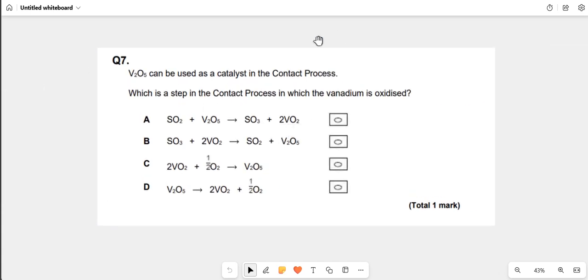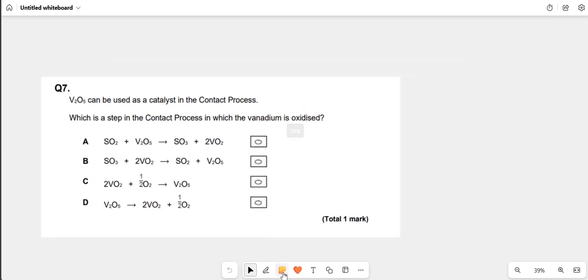Alright. V2O5 can be used as a catalyst in the contact process. In the contact process, if you remember the equation, you're using SO2 to form SO3. So you go from SO2 to SO3. B is going from SO3 to SO2, so straight away B is not correct. We can rule that out.